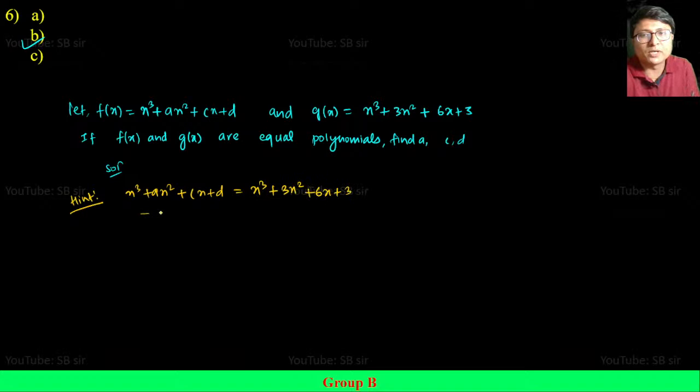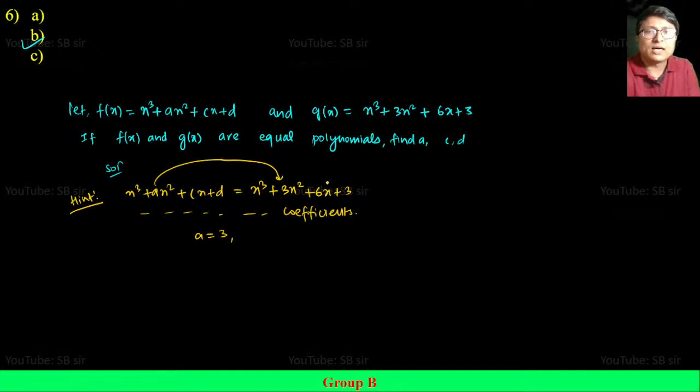So what you have to do, just compare the corresponding coefficients. Comparing corresponding coefficients, what you can get here is a is equals to 3. See, the coefficient of x square is 3 in the right hand side and a in the left hand side, so a is equals to 3. Similarly, the coefficient of x in left hand side is c, and in right hand side it is 6, so c is equals to 6, and the next one is d is equals to 3. So a is 3, c is 6, and d is equals to 3. I hope you understand it. Such questions might be asked in question number 6b.